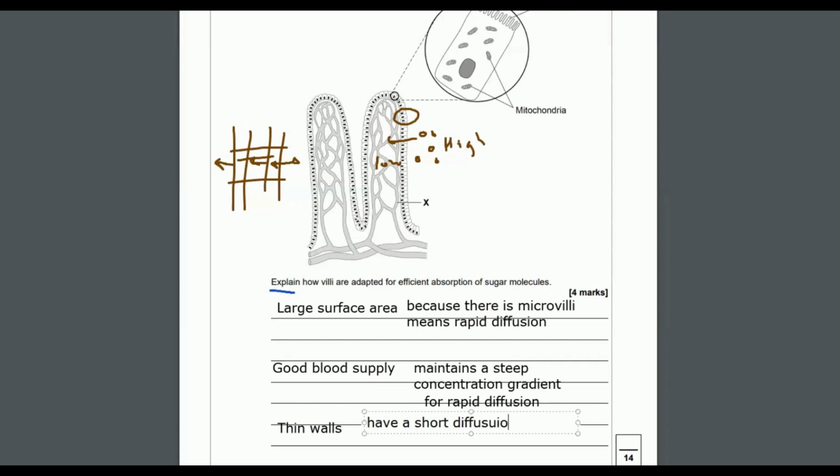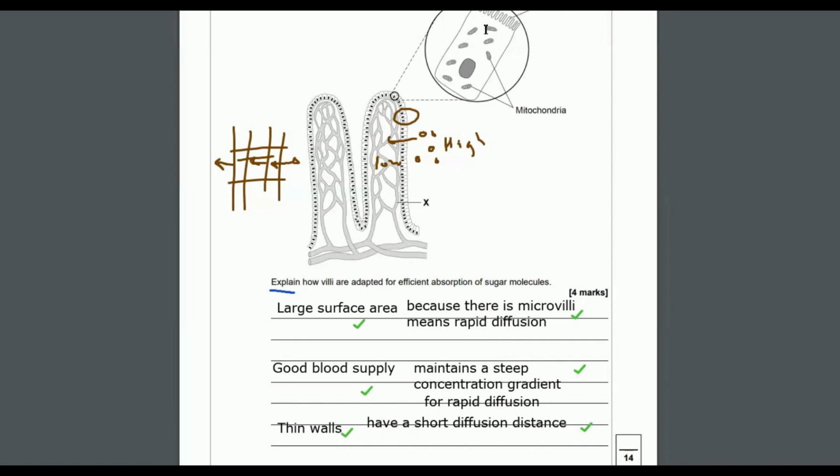Now you can say distance, or you can say a short diffusion pathway. It's totally up to you, but short distance for molecules to diffuse. And that is going to get you all 4 marks because you've got 3 descriptions with 3 explanations. So technically, you've kind of said 6 things, so it's going to get you the 4 marks. You really need at least 2 things with the 2 explanations to get the 4 marks. There is an extra one here.